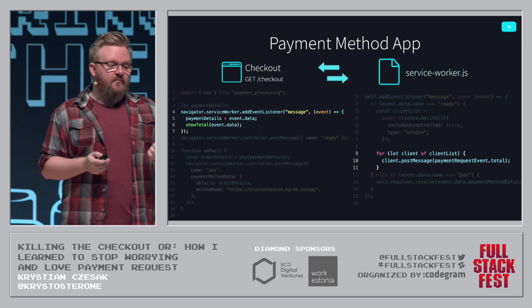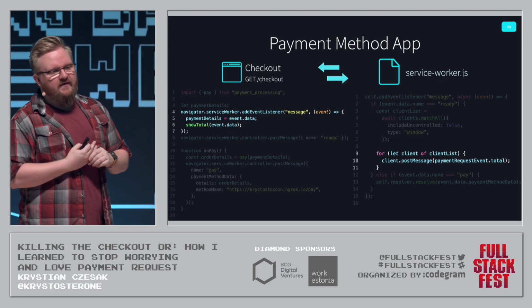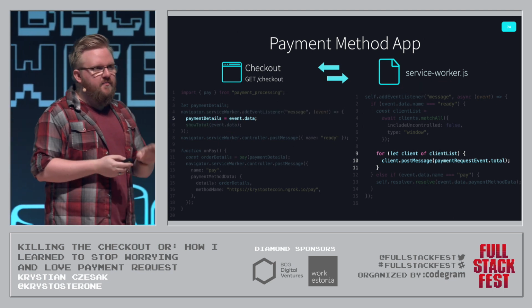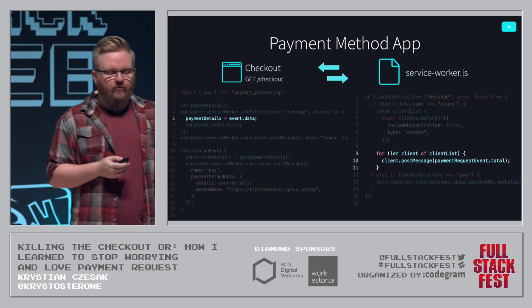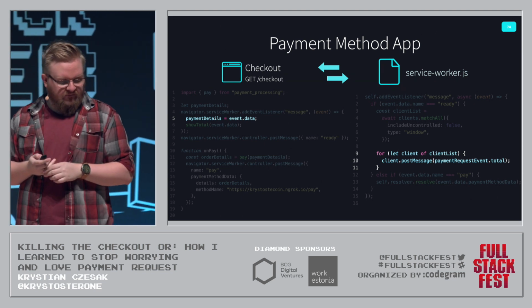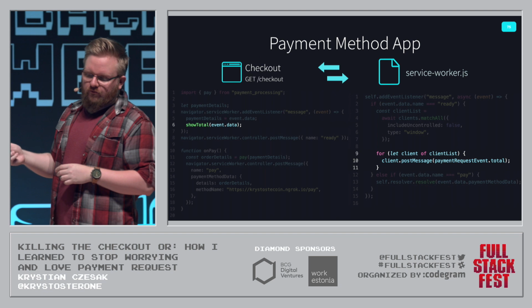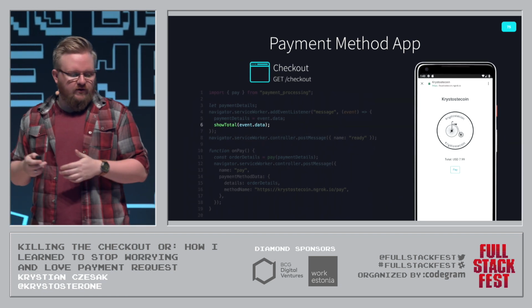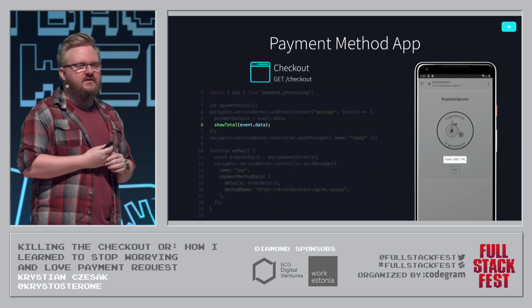So now going back to the checkout page, the message event listener gets triggered. We keep the payment details in memory for later on for processing. And then we show the total. So the user can actually see the total on their page as such.